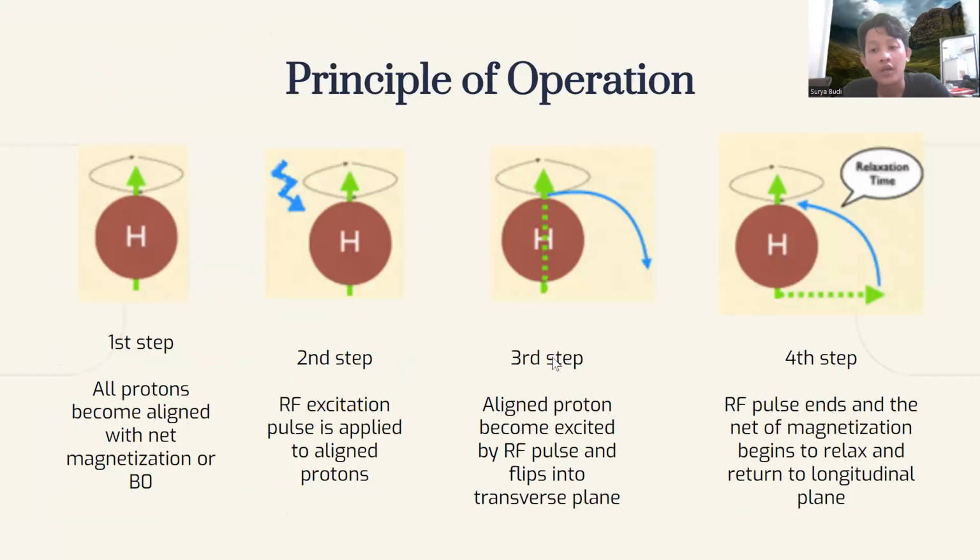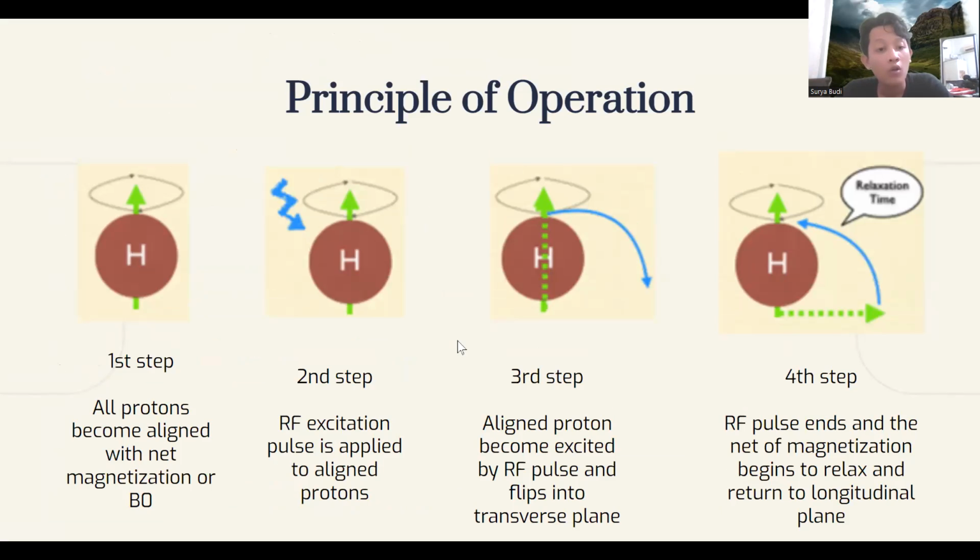So there are four steps in the principle of operation. The first step is when all of the protons become aligned with the net magnetization, B0. Then the RF excitation pulse is applied to the aligned protons. The aligned protons become excited by the RF pulse and flip into the transverse plane. And the RF pulse will end, and the net magnetization will begin to relax and return to the longitudinal plane.